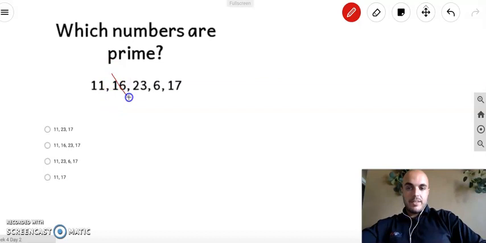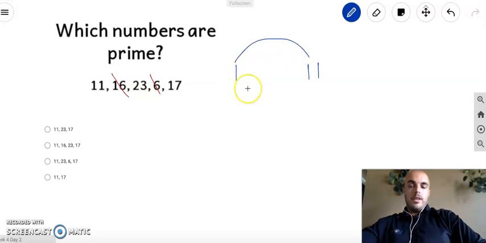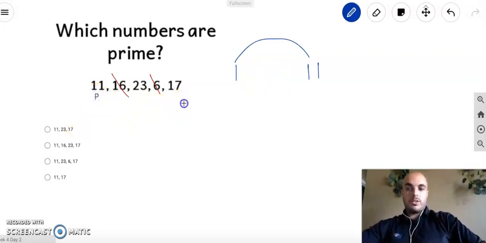So 16 is even, and 6 is even. So that narrows this down a lot for us. It's taken 2 out of 5 of those right out of the running. So let's look at the other ones. I have 11. Well, let's do a factor rainbow for 11. 1 and 11. 2 can't go into it, neither can 3, 4, 5, or 6. So 11 is prime. I'll put a P next to it so I know it works.